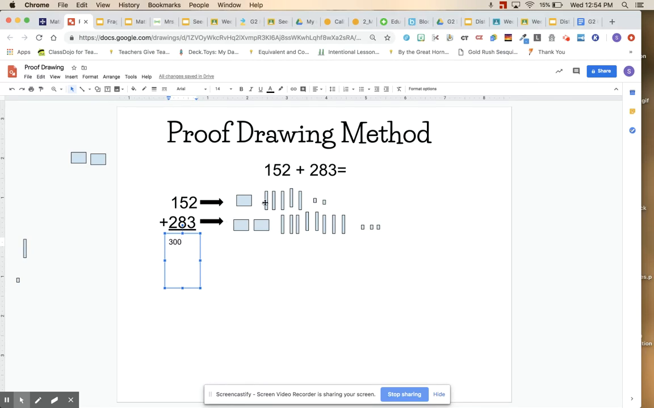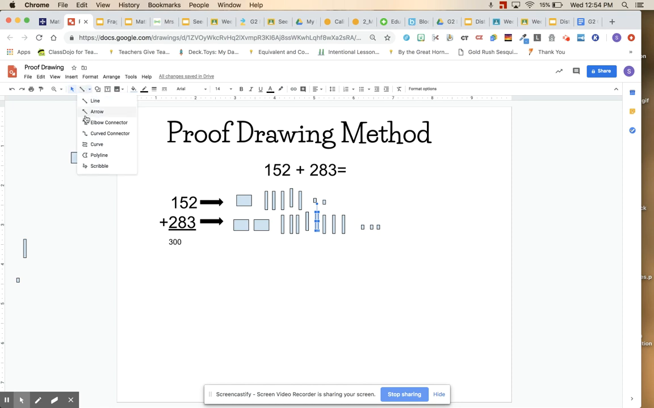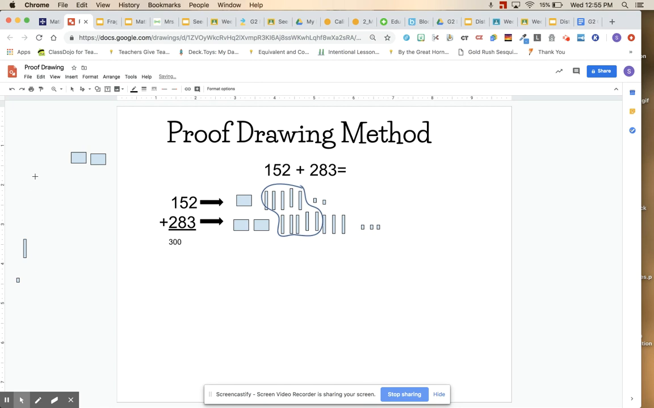Then I'm going to count up my rods. 10, 20, 30, 40, 50, 60, 70, 80, 90, 100. Well, I can make one more flat. So what I'm going to do is I'm going to draw a circle around those 1, 2, 3, 4, 5, 6, 7, 8, 9, 10. And now I have another flat.